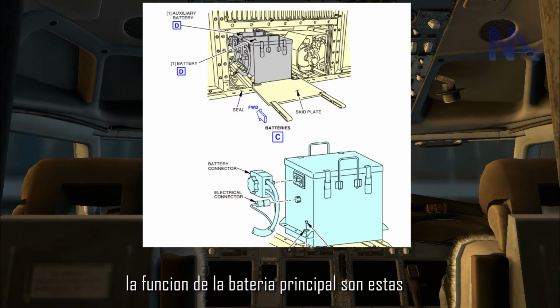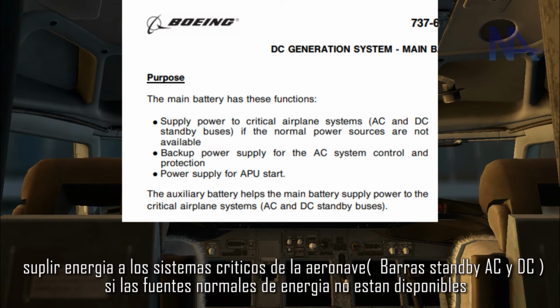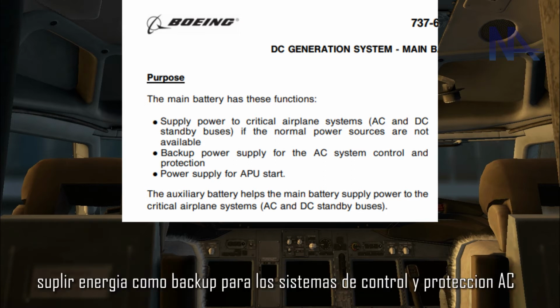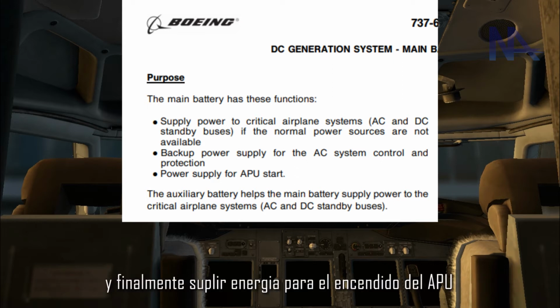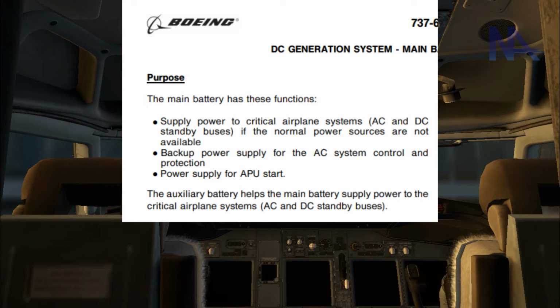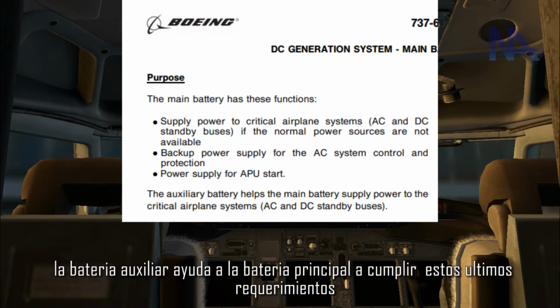The functions of the main battery are these: supply power to critical airplane systems, AC and DC standby buses, if the normal power sources are not available. Backup power supply for the AC system control and protection. And finally, power supply for APU start. The auxiliary battery supports the main battery to fulfill the last requirements.